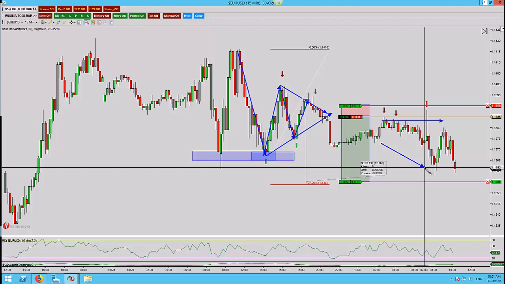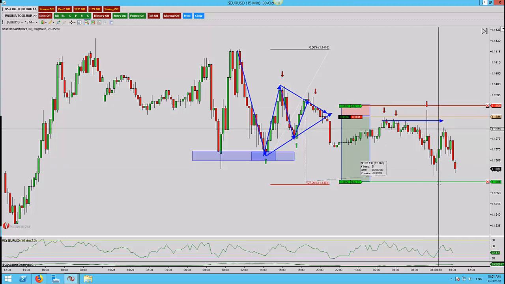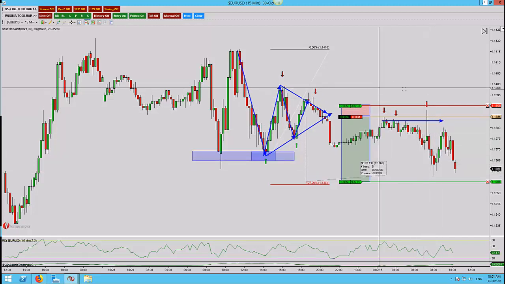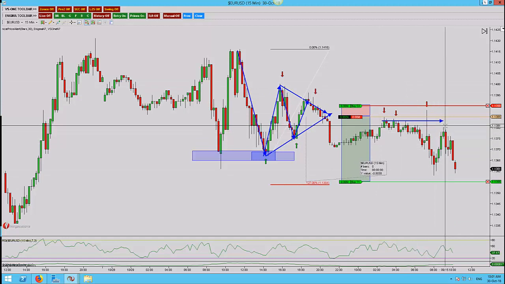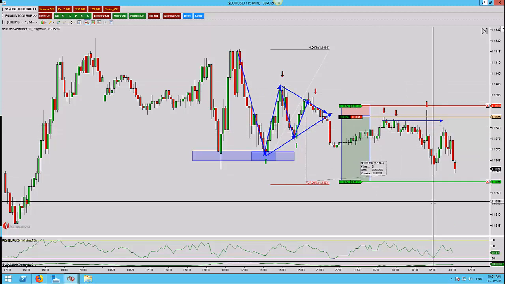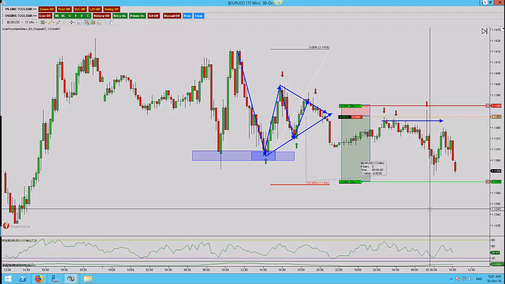So from an emotional point of view, I was mentally prepared for that, so I knew where my stop was going to go. If we'd put in a new structure low, I could implement risk management. I knew that we could potentially retrace, and it looks as though now that we are actually heading down. So if this goes on to hit here, it'll be a lovely winner for 30 pips.